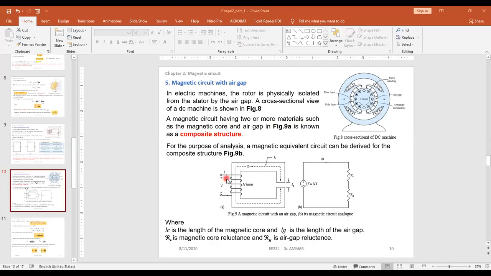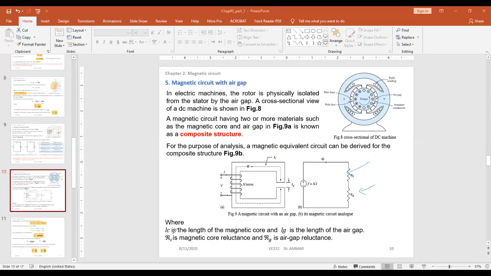the composite. Okay, so when we want to draw the equivalent circuit of this circuit, which has two different materials, the iron here and the air here in the air gap, we define the circuit in this form. We have two different reluctances. The reluctance of the core is different from the reluctance of the air gap. So this is air and also the length.